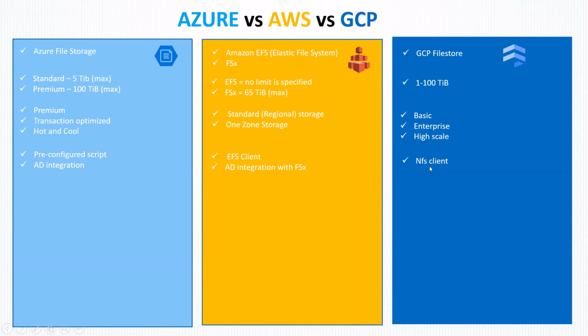Either you can use the AWS PaaS-based directory service, or you can use the on-premises AD as well. In GCP, there is more support for Linux machines, so they have mentioned the NFS client. You have to configure the NFS client to mount the drive or mount the storage.